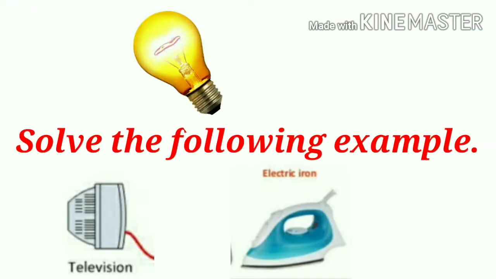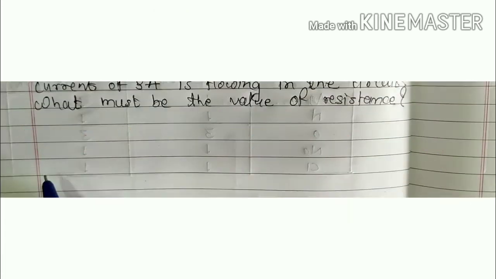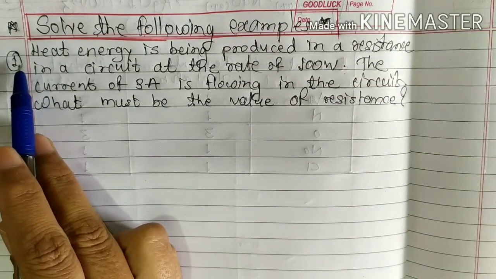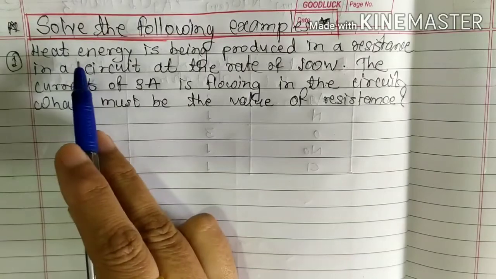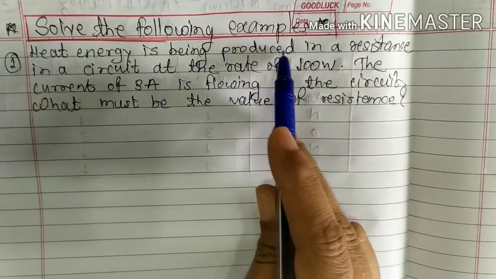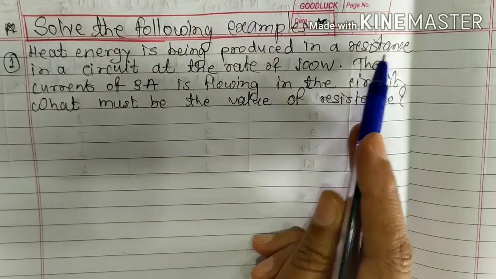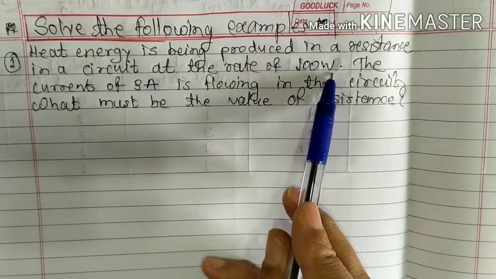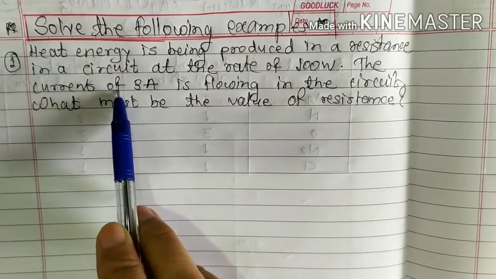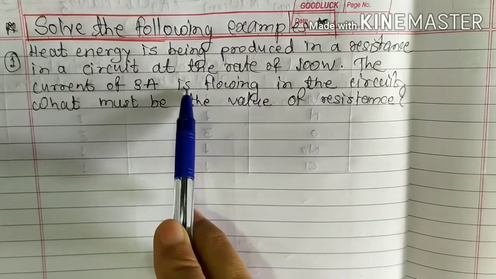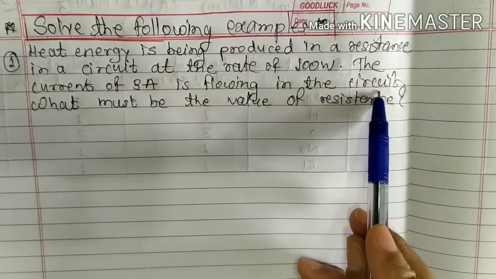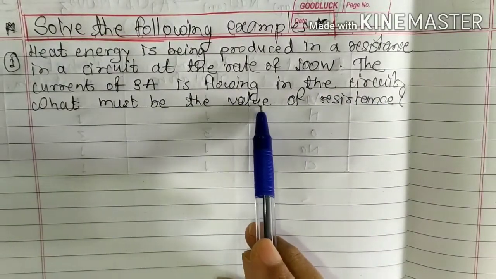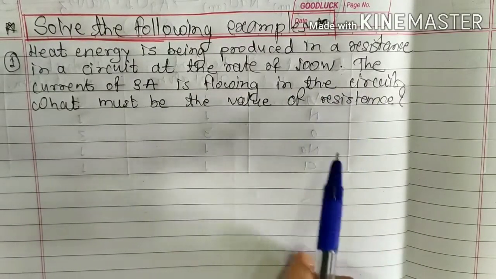Solve the following examples. Example number 1. Heat energy is being produced in a resistance in a circuit at the rate of 100 watt. The current of 3 ampere is flowing in the circuit. What must be the value of resistance?